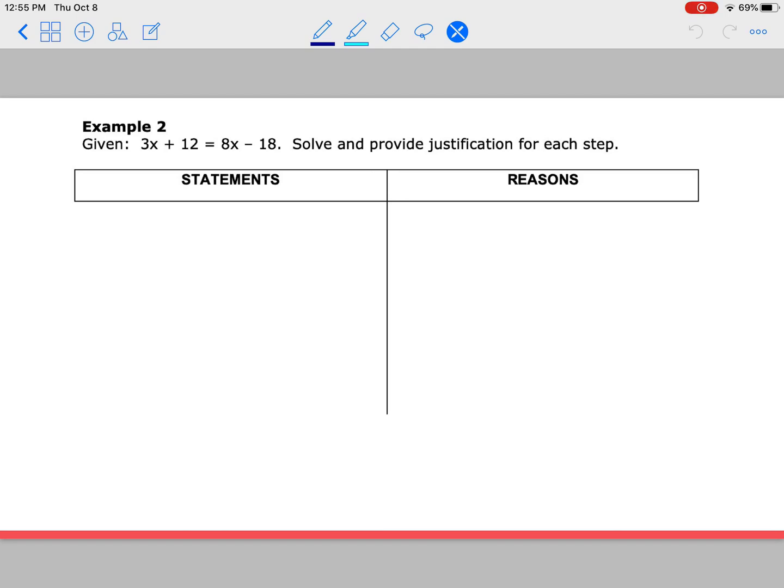Okay, looking at the next one, we're going to have to do both sides. And so first thing we're looking at, we were given this. We're going to solve and prove a justification for each step. There's not a proof here, but we will still get one in the very end. So let's copy down our given statement. And that would be given. We're always going to write given by the given statement.